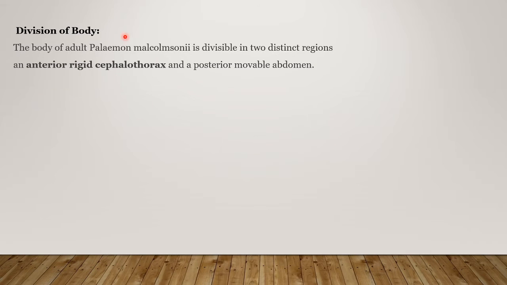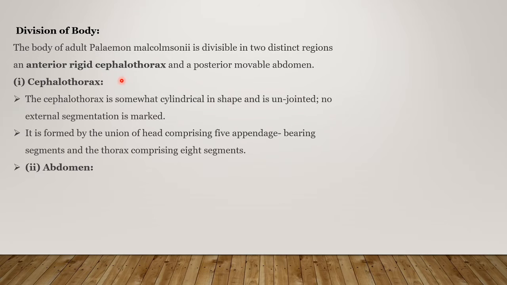Division of body. The adult Palaemon body is divisible into two distinct regions, that is, anterior rigid cephalothorax and a posterior movable abdomen. The cephalothorax is somewhat cylindrical in shape and is unjointed, that is, no external segmentation is marked. We will see it in a diagram later in the next slide. It is formed by the union of head comprising 5 appendage bearing segments and thorax comprising of 8 segments. So you can say cephalothorax is made up of in total 13 segments.